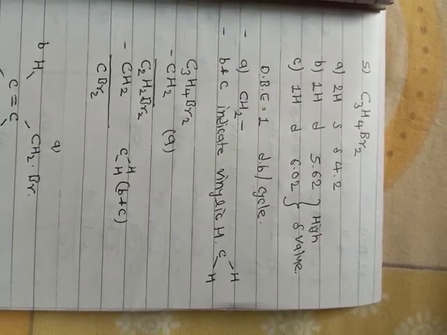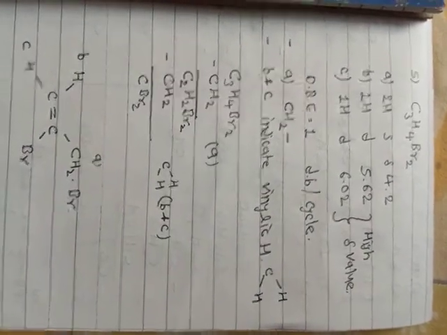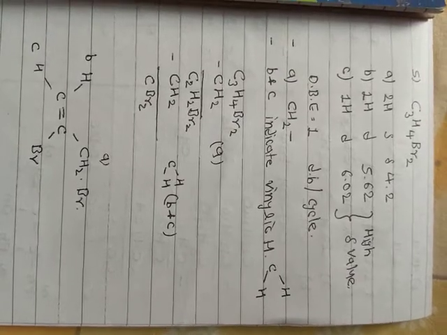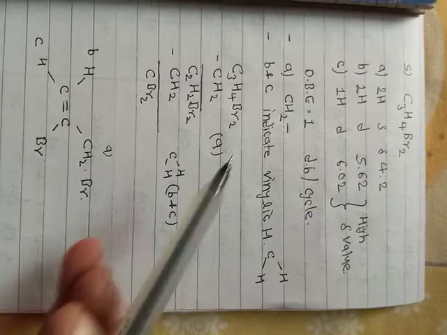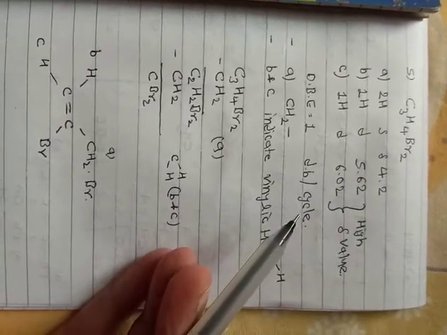If you calculate the DBE, I want to grab your attention here: as there are two bromine atoms, you have to include them in the formula of DBE. So the DBE value will be 1. That's why either a double bond or a monocyclic structure must be present.